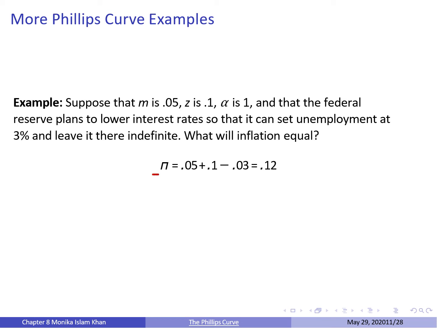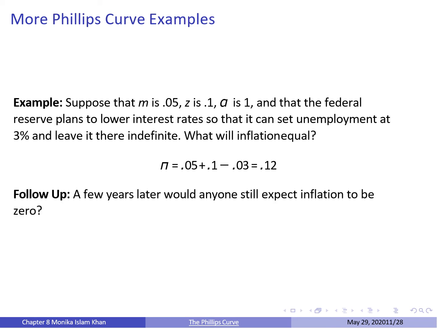Therefore, inflation equals m plus z minus alpha times unemployment rate. And here your inflation rate is 0.12. But was expected inflation rate really zero? Economists soon realized that expected inflation rate matters for the Phillips curve relation.